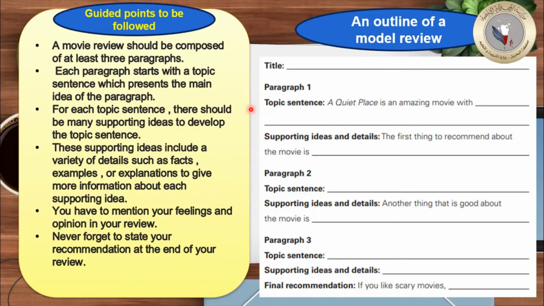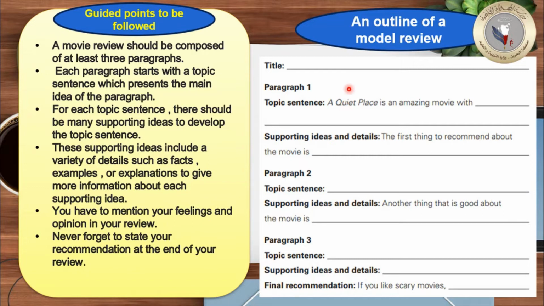Finally, and the most important, never forget to state your recommendation at the end of your review. These are very important points you have to follow while writing a movie review, such as the model we are going to study now.